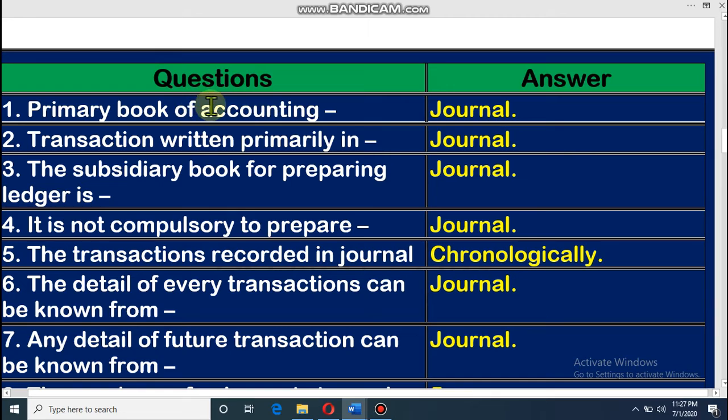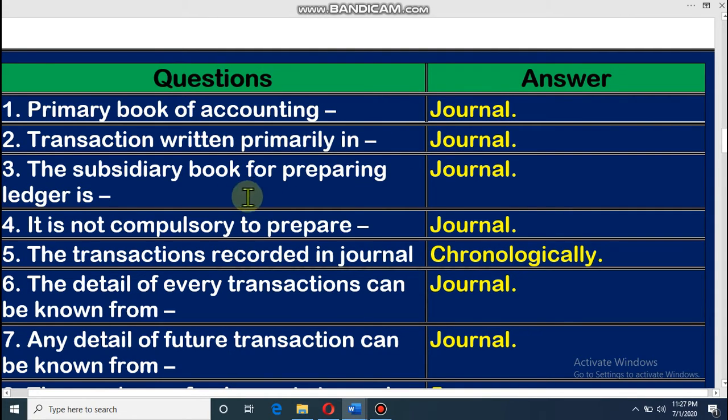Dear student, primary books of accounting. Which one is called primary books of accounting? All of you know that it is journal. Dear student, if you can remember, earlier I have told you also, journal is the primary book of account. In this book, if any transaction occurs, we record this transaction primarily, preliminarily, in journal. That's why, dear student, it is called primary books. So the question is: what is primary books? Dear student, the answer will be journal. Transactions are written primarily in journal.